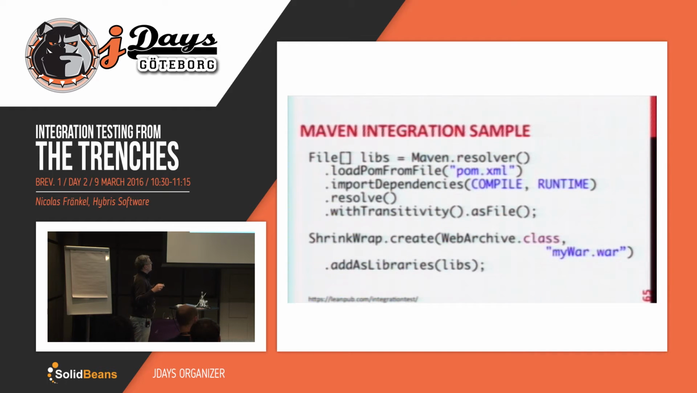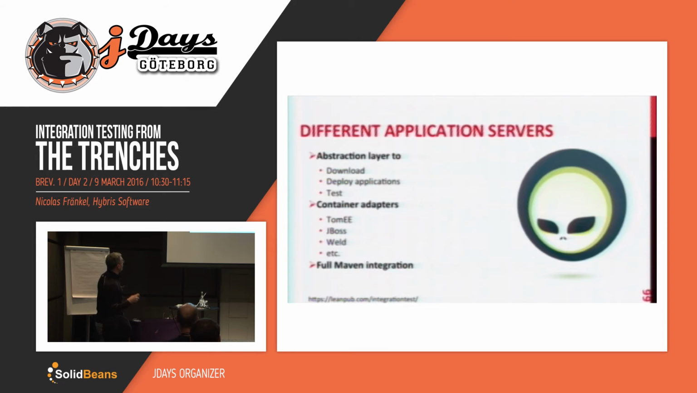Now about a different application server, I will be much quicker. Basically, as I told you about, this is the ARQUILLIAN project that SHRINKWRAP is part of, and it has an abstraction layer to download, deploy, and test your application. And you have many, many container adapters. Probably your application server is on one of them. You have Tomcat, even though it's not a true application server. And it looks very, very similar to the Spring test in the end.